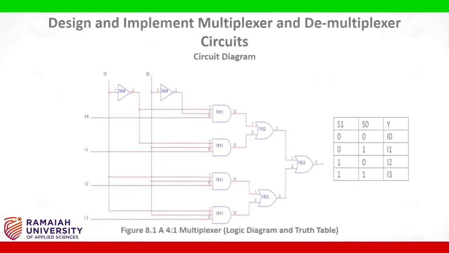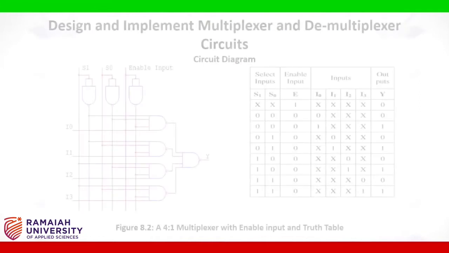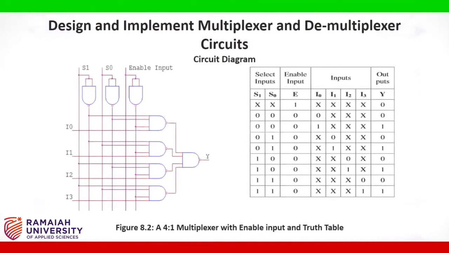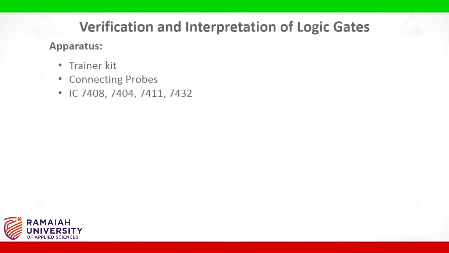The 4:1 multiplexer logic diagram and the truth table are shown here. The 4:1 multiplexer logic diagram and truth table with an enable input are shown here. The demultiplexer logic diagram and corresponding truth table are shown here. The apparatus required for this experiment are training kit, connecting probes, IC 7408, 7404, 7411 and 7432.